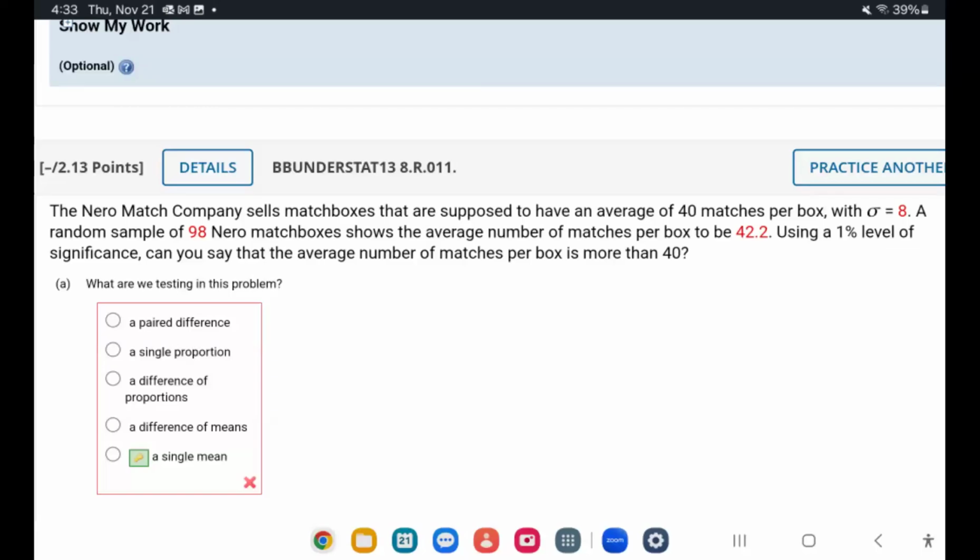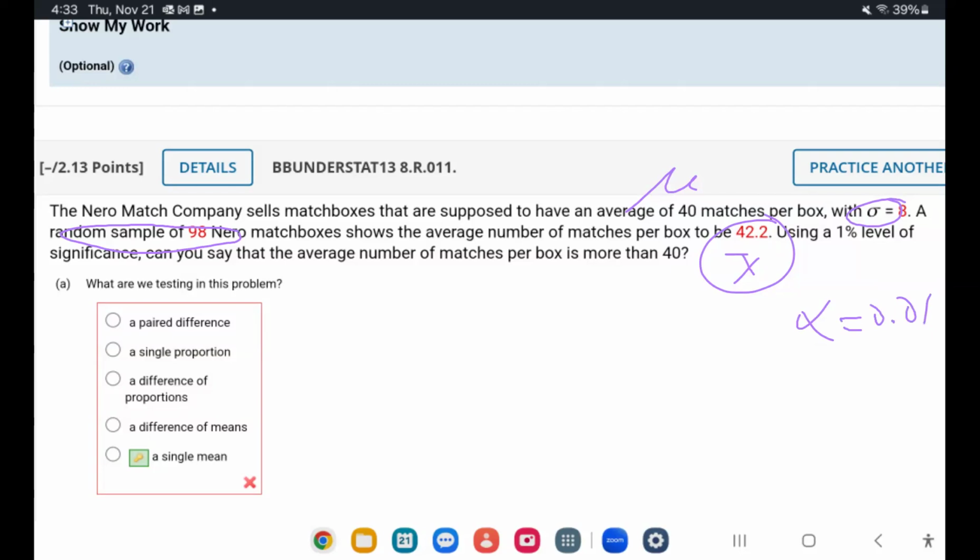Hello, everyone. So this is another question, again on hypothesis testing and using the Z distribution. Now, in this one, we have our mu to be 40. Our standard deviation is 8. Our n is given as a sample of 98. Our x bar is 42.2. Our significance level alpha is 0.01.